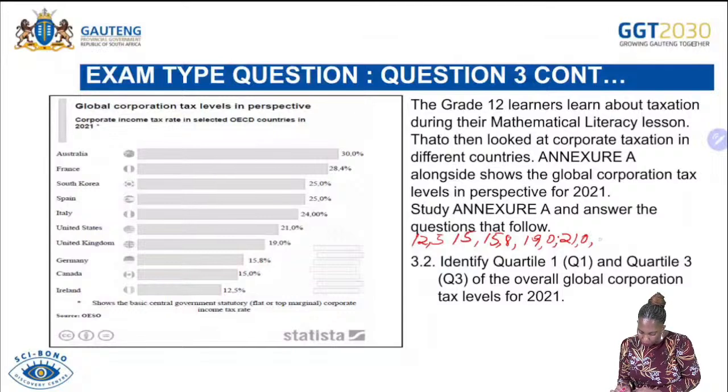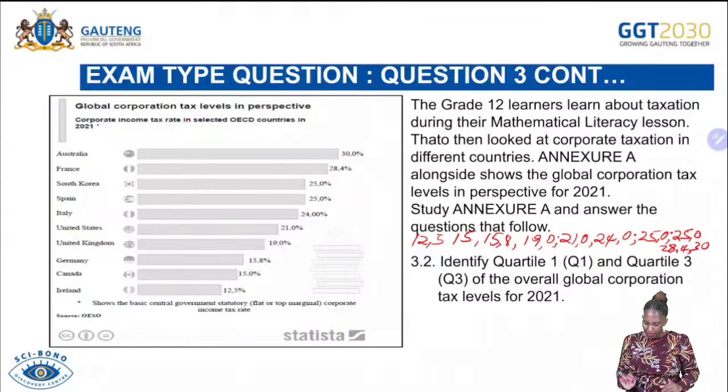21, and then from 21 we have 24,0. From 24 we have 25,0, and then we have another 25,0, and then we have 28,4, and then we have 30.